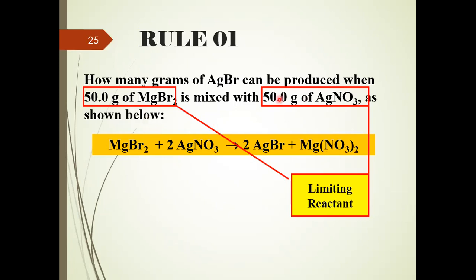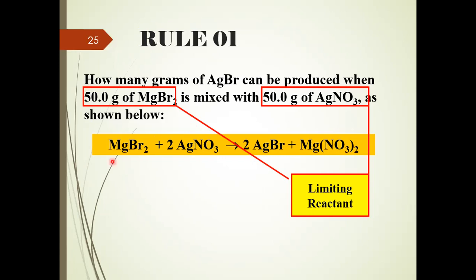Now the first condition, as I have informed you, is that the reactant which has the least number of moles in the balanced chemical equation will become your limiting reactant. Let us try this rule. The second rule is that you have to find the number of moles of both the reactants, and you have to equate the number of moles of both the reactants. Then the reactant which has the least number of equalized moles will become your limiting reactant.